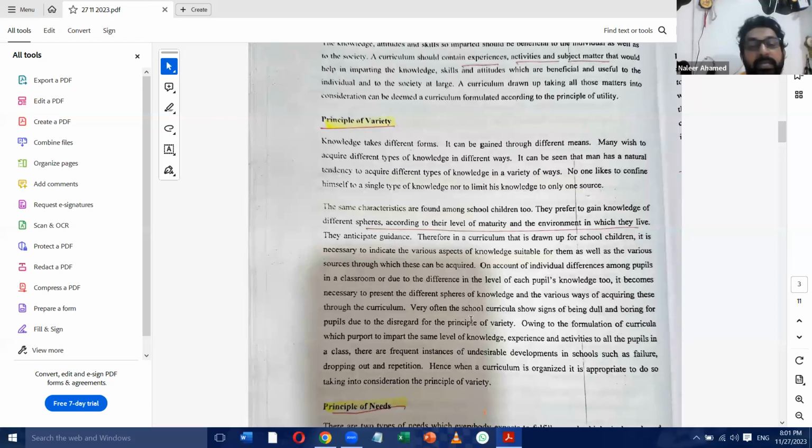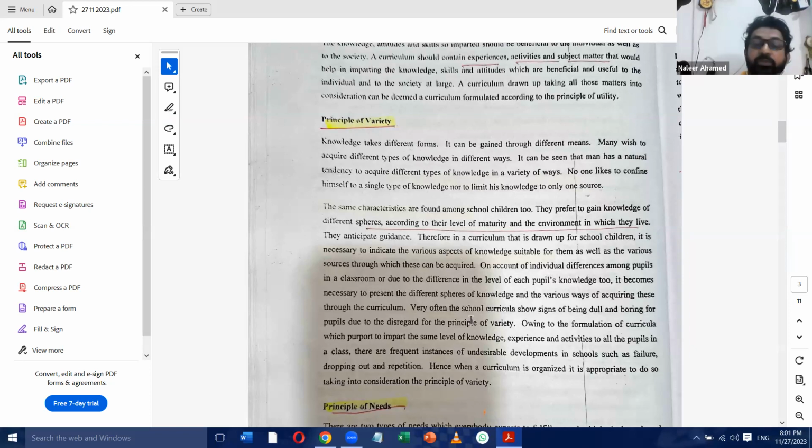A student should be provided, by the teacher or by society, with ways to get his knowledge, his skills, and his experiences through different platforms or channels. Okay, so that is the variety.